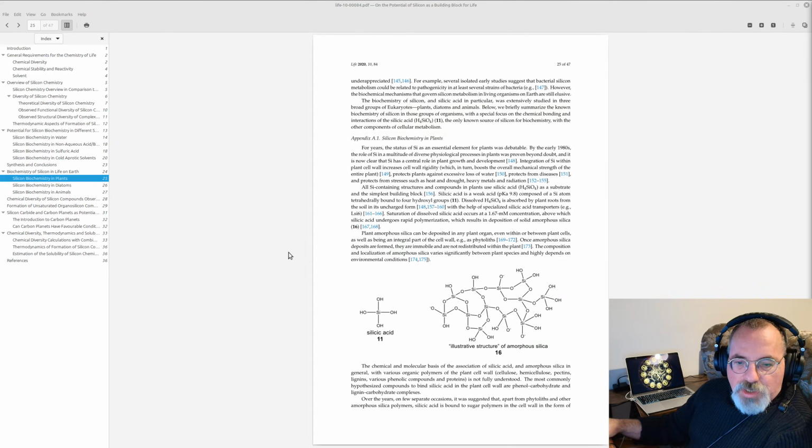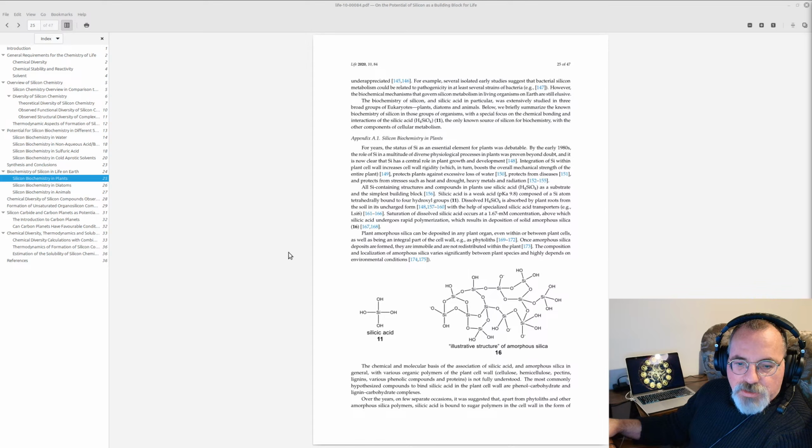The chemical and molecular basis of the association of silicic acid and amorphous silica in general with various organic polymers of the plant wall, cellulose, hemicellulose, pectins, lignins, various phenolic compounds and proteins is not fully understood. The most commonly hypothesized compounds to bind silicic acid in the cell wall are phenyl carbohydrate and lignin carbohydrate complexes.